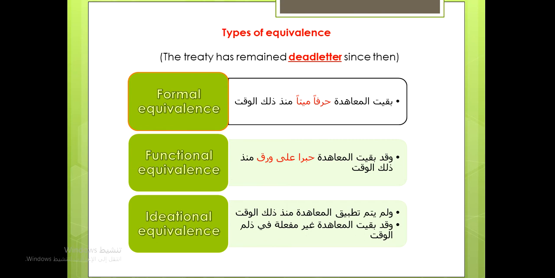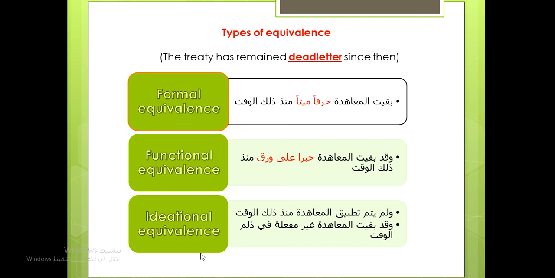couldn't make sense for the target reader. What does حرفا ميتا mean in Arabic? The target reader may not understand what is intended. The second type, or the second example using functional equivalence, وقد بقيت المعاهدة حبرا على ورق منذ ذلك الوقت. Now the function remains the same, and this translation could be comprehensible for the target reader. He may understand or she may understand what is meant by the letter.